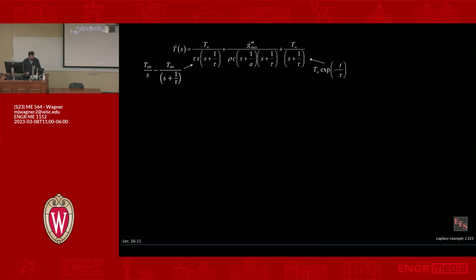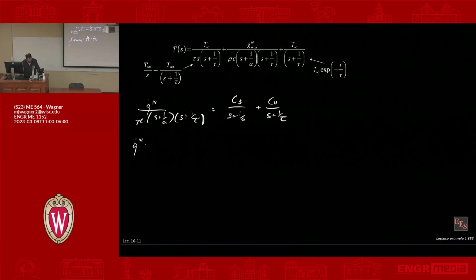But going through this, we would say g dot triple prime over rho c times s plus 1 over a times s plus 1 over tau is equal to c3, we'll call it, over s plus 1 over a plus c4 over s plus 1 over tau. So again, we need to find the c3 and c4 that make an equivalent statement here. Multiply it through by the denominator, and then we end up with the following expression.